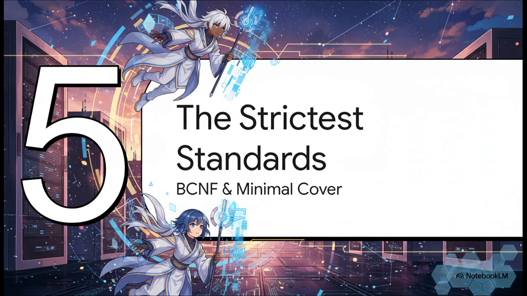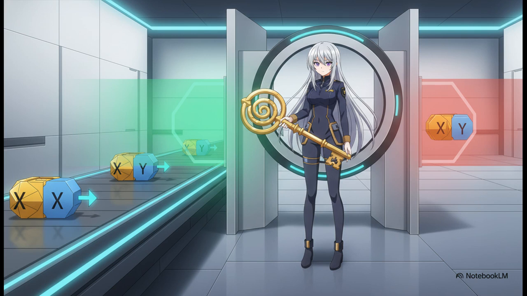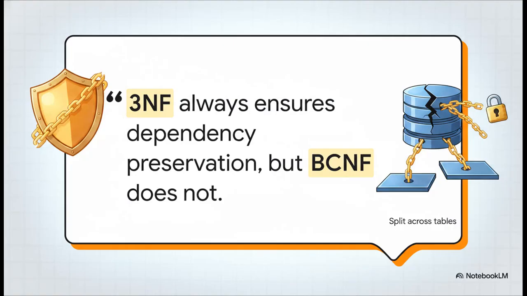All right, time for the final polish. We've talked about the standard building codes, 1NF, 3NF, but for the true perfectionists, there are even stricter standards out there to get your database design absolutely pristine. And that brings us to Boyce Codd Normal Form, or BCNF for short. Think of it as a premium-grade building code. It's a much stricter version of 3NF, and its rule is simple but tough. For every single functional dependency you have, the thing on the left side of the arrow, the determinant, must be a superkey. No exceptions.